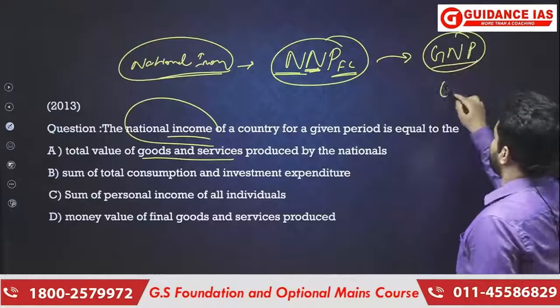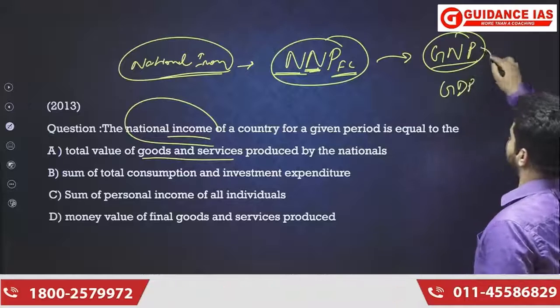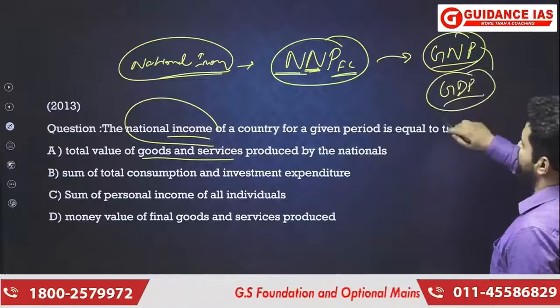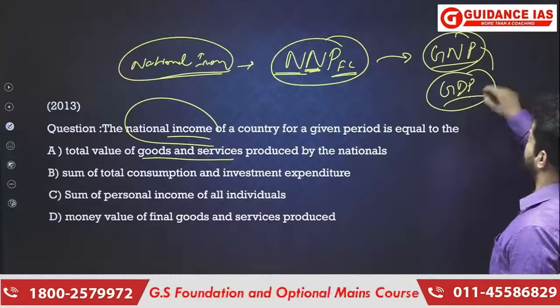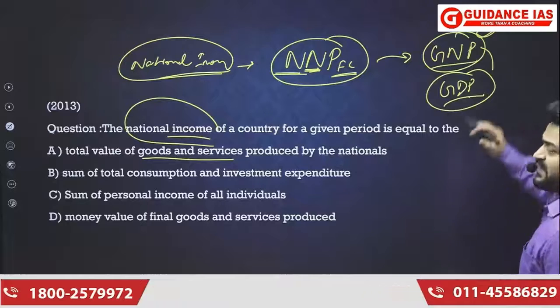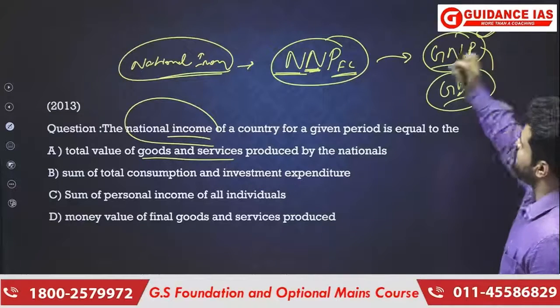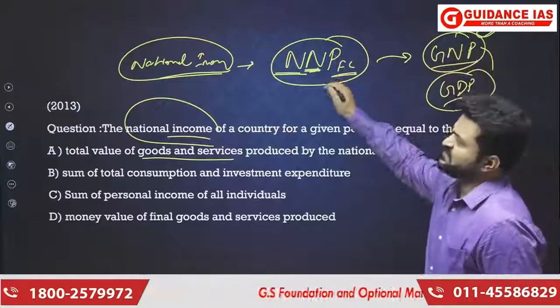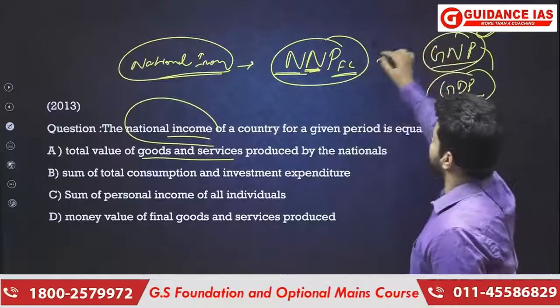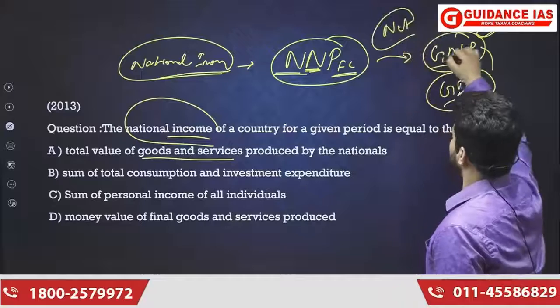We have studied about GDP, then we have studied about GNP. How was GNP different from GDP? GDP accounted for all the final goods and services produced in the domestic territory, and GNP accounted for all the production by the nationals of the country. Then how is GNP different from NNP, which is actually the national income? Because national income is going to be net, it is not going to be gross.